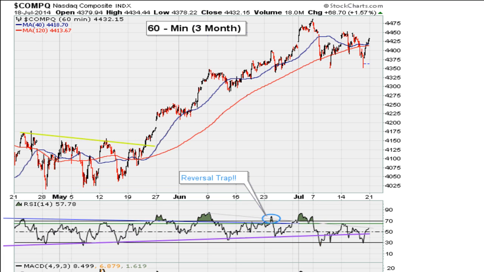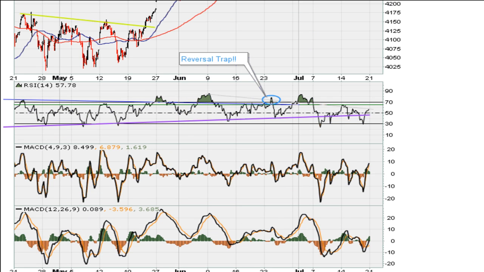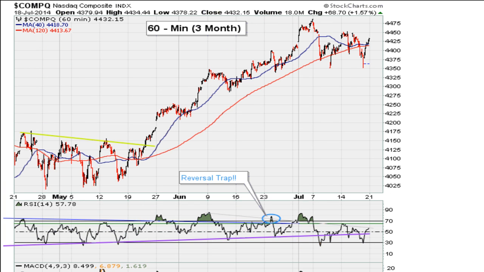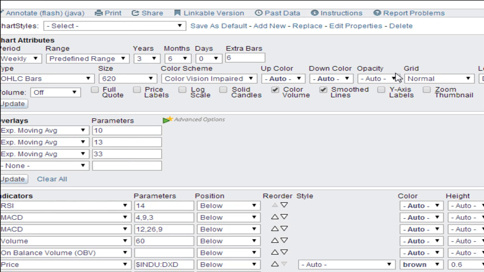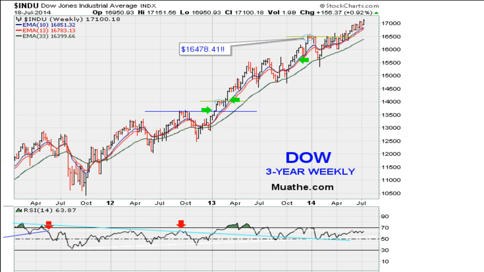Also, you'll see that the MACDs on an hourly basis for the Nasdaq are back above zero here and also here. So that tells me that momentum is starting to flip to the bullish side. Take a look at the Dow Jones weekly. We continue having this resistance on this level. Let me show you the level that the market has been finding resistance here. We've been unable to move above this level over the last couple of weeks. So a breakout above that is going to be bullish.